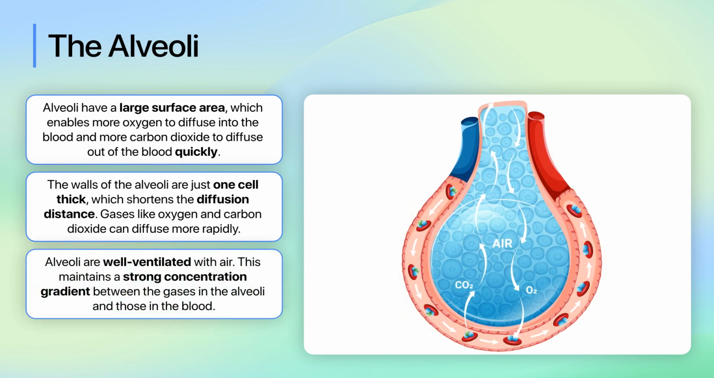Every time you breathe in, fresh air fills the alveoli, ensuring a continuous supply of oxygen. Good ventilation helps maintain a strong concentration gradient between the gases in the alveoli and those in the blood. The higher the concentration gradient, the faster the rate of diffusion. This is essential for efficient gas exchange.